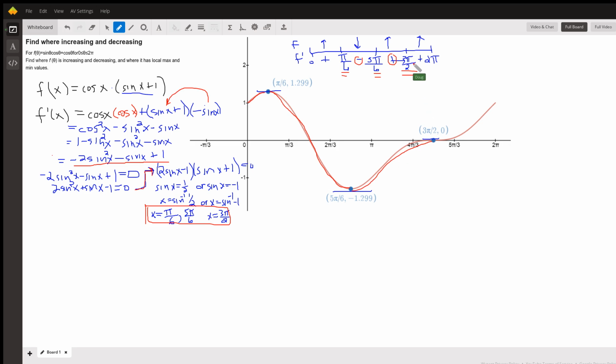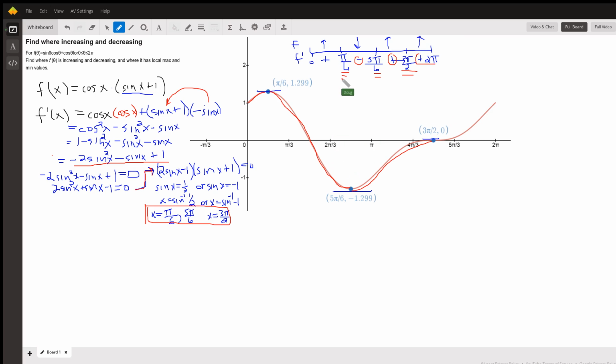And now what happens between 3 pi over 2 and 2 pi? You could pick a number like 330 degrees if you want to think of it in degrees, or -30. The point is you get another positive number. So we don't have a relative maximum or minimum at 3 pi over 2. That function just keeps right on going, increasing.